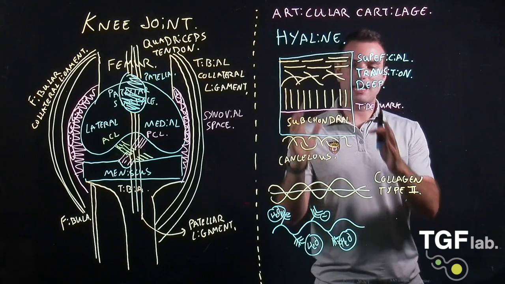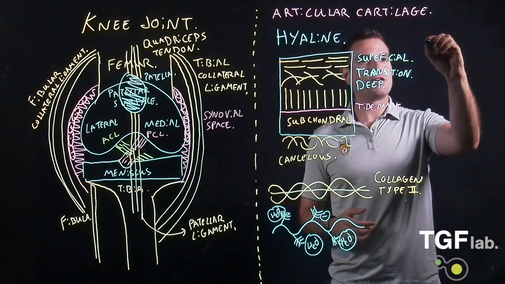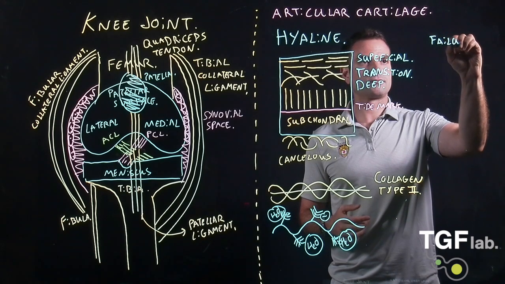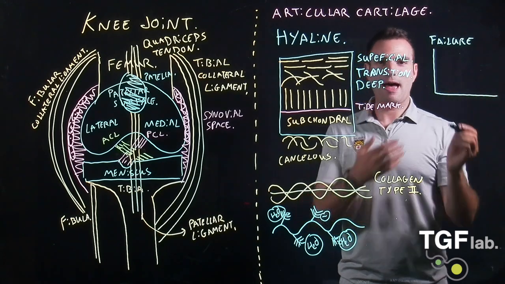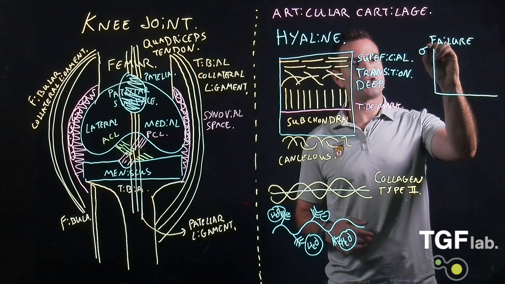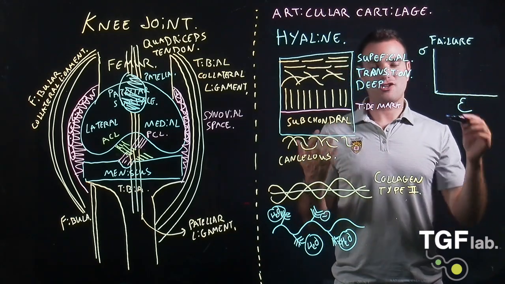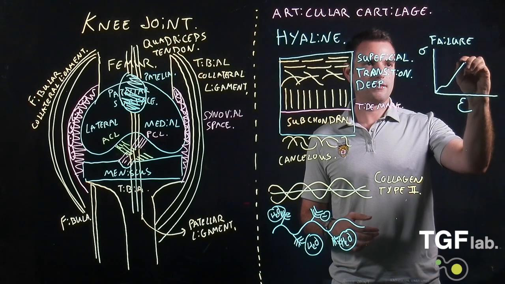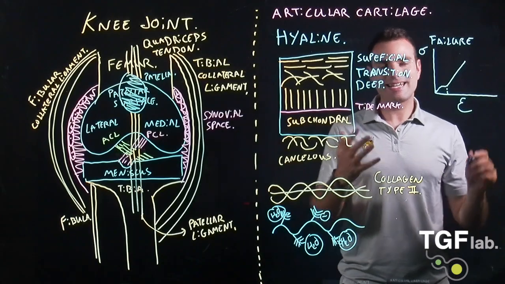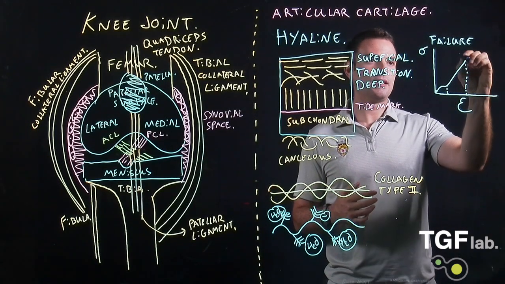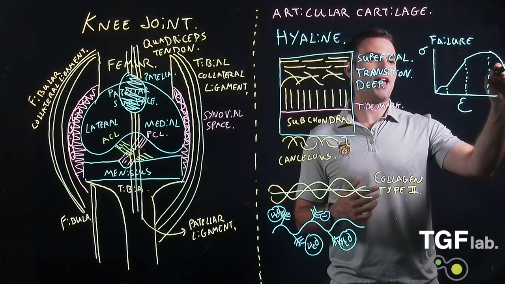If we want to look at the mechanical properties of cartilage, we can do different tests. We can do a failure test. So in this failure test, we are going to plot the stress versus the strain, and then we are going to see how cartilage behaves. So first we are going to have a viscoelastic region, then we are going to have an elastic or linear region, then we are going to have this plastic region, and finally we are going to have failure.